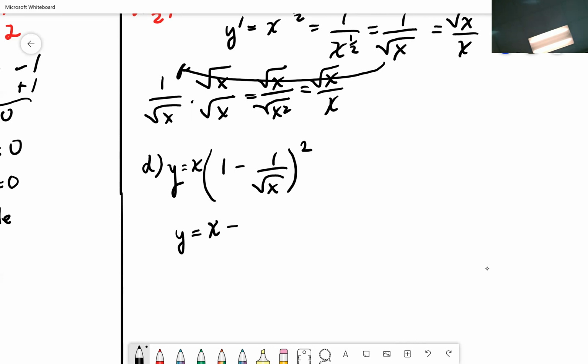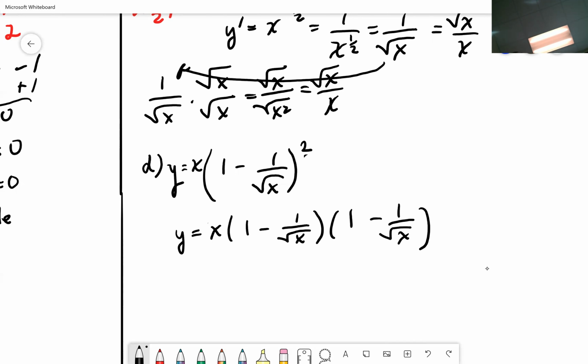X minus, oh, I can't do that. There's a square here. So what do I have to do if I see that square? I have to first do what? What do I have to do? I have to expand it.